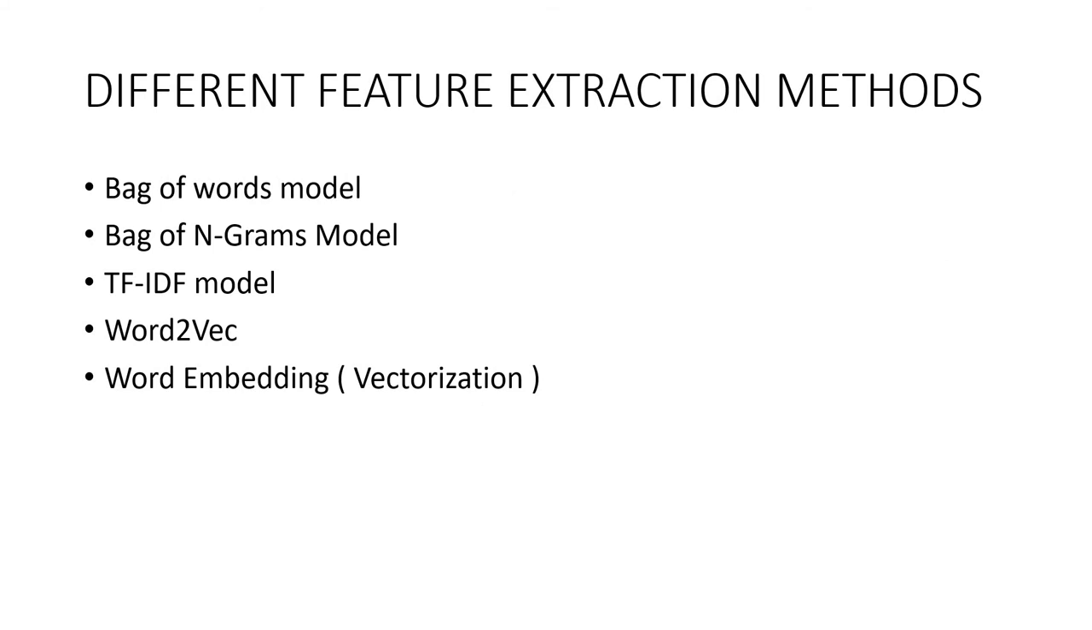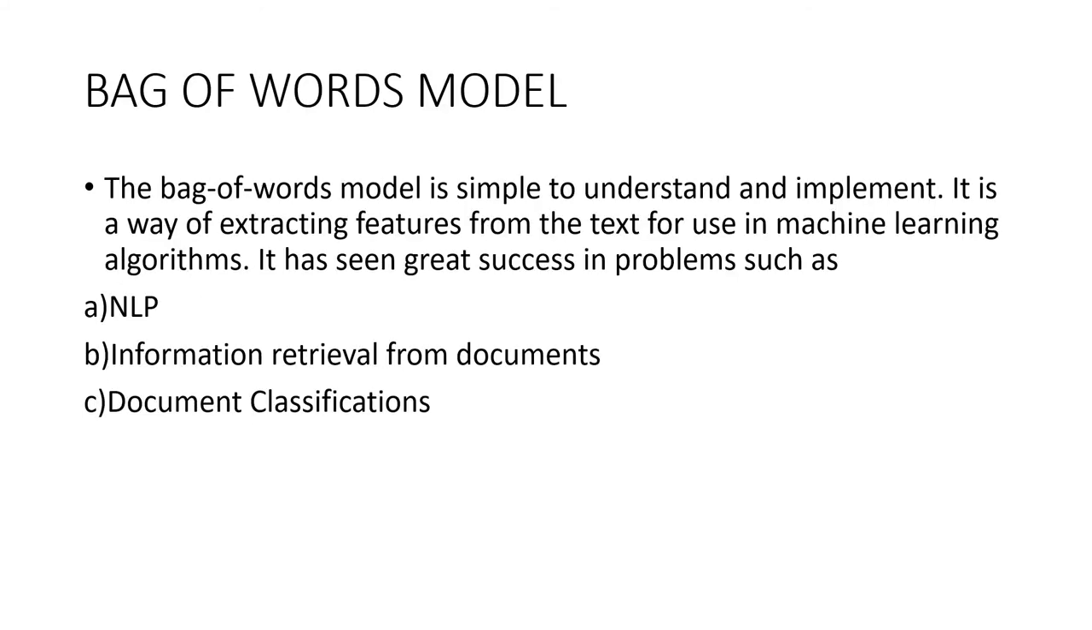So the different feature extraction methods we usually use are the bag of words model, bag of n-gram model, TF-IDF model, word2vec, word embedding, or vectorization. These are the methods we usually follow. We are going to discuss the bag of words model. The bag of words model is simple to understand and implement. It is a way of extracting features from text for use in machine learning algorithms. It has seen great success in problems such as natural language processing, information retrieval from documents, and document classification.